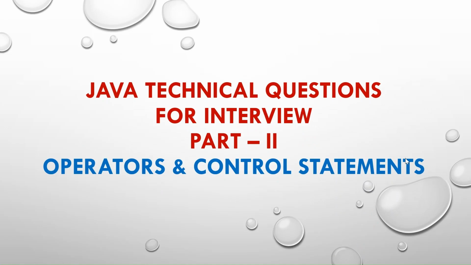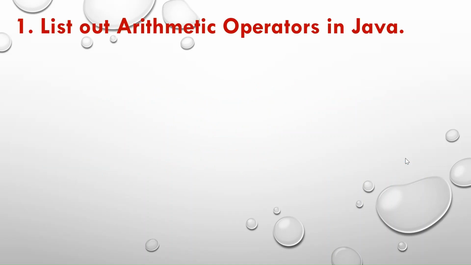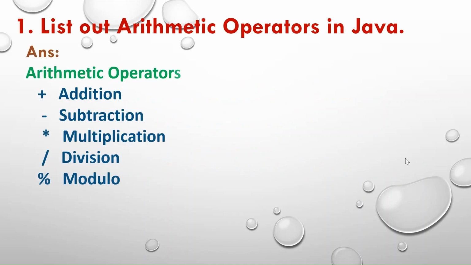Today we will see Java technical questions for interview part 2, operators and control statements in Java. List out arithmetic operators in Java. We have addition, subtraction, multiplication, division and modulo. Division takes the quotient as an answer and modulo takes the remainder as an answer.